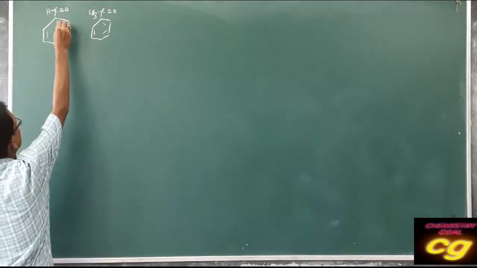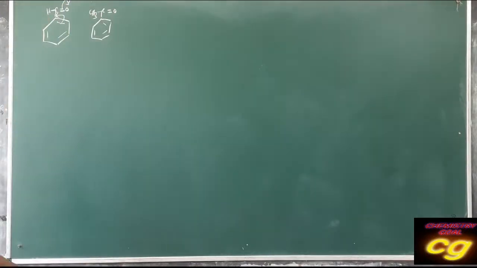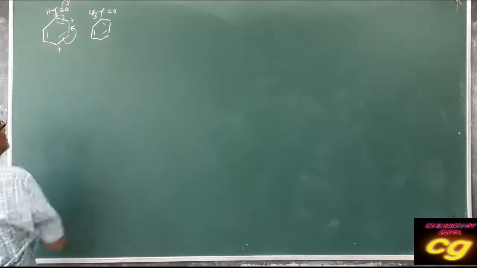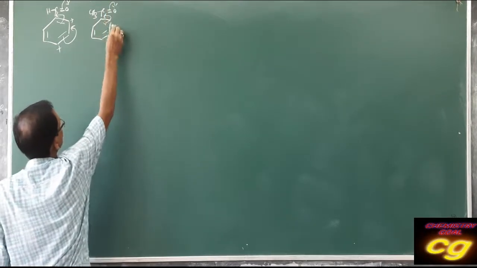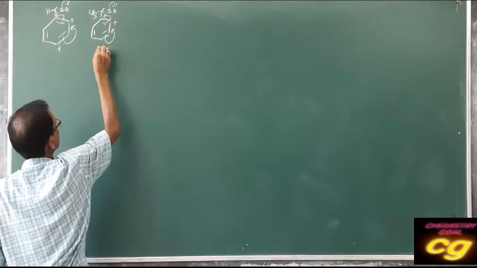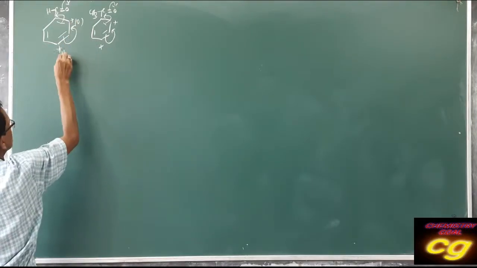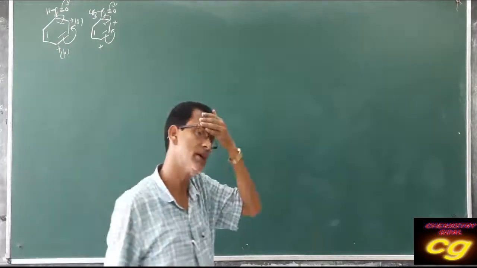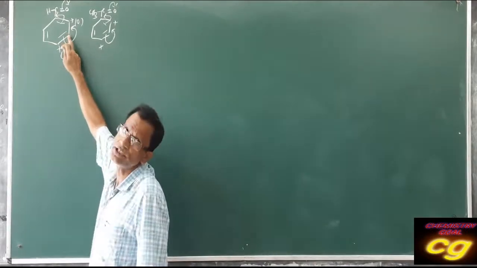You see the resonance. As the aldehyde or ketone group contains a carbonyl group, which is an electron withdrawing group, positive charge is formed here, similarly here positive charge is formed. Similarly, in case of ketone also, in the resonance, positive charge is formed here and here. So this is the ortho position, this is the para position. So ortho and para positions are getting more positive charge. Because of that, the electrophile will attack at the meta position. Compared to ortho and para, the electron density at the meta position is more.